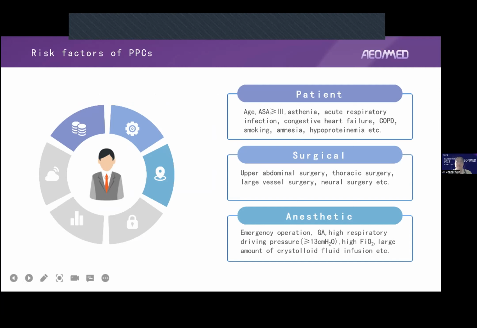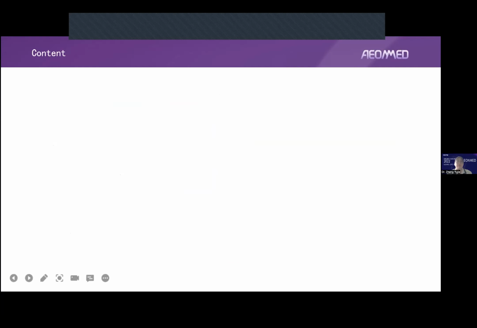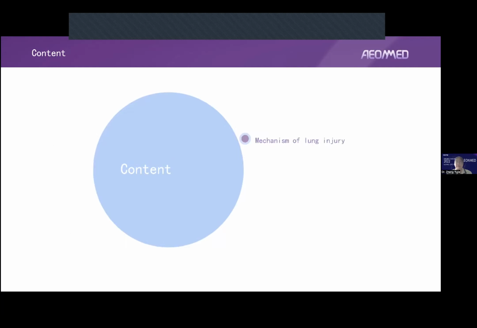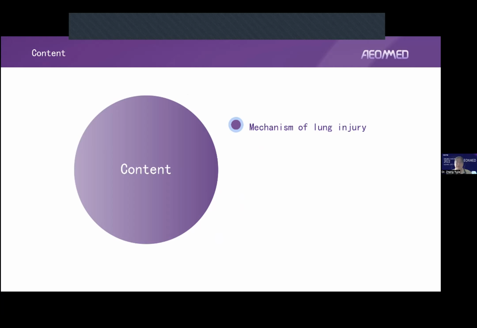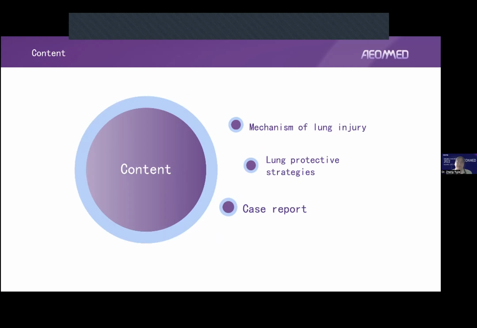So today's content will be, first, we will review the mechanism of lung injury, for a better understanding of the strategies. And then I'll show you how to apply these strategies in a real case. Okay. So the first part, the mechanism of lung injury.